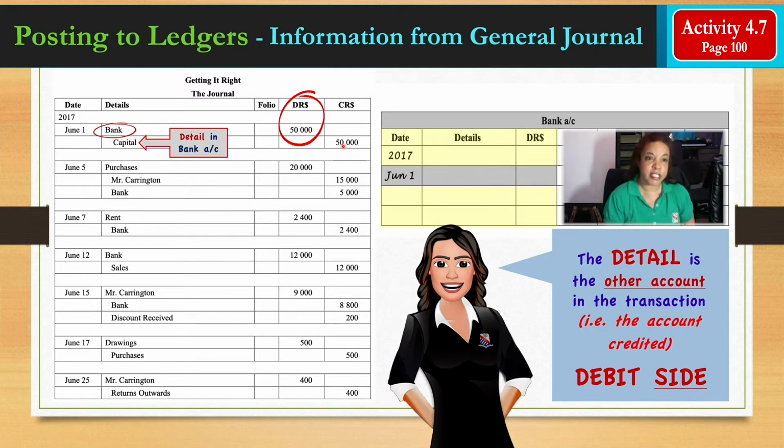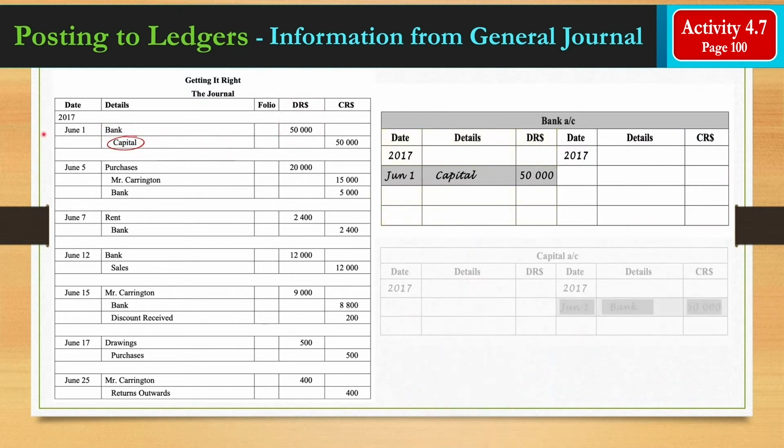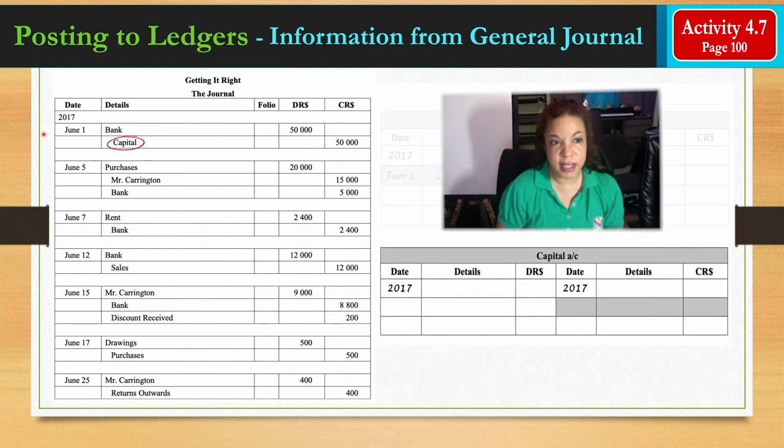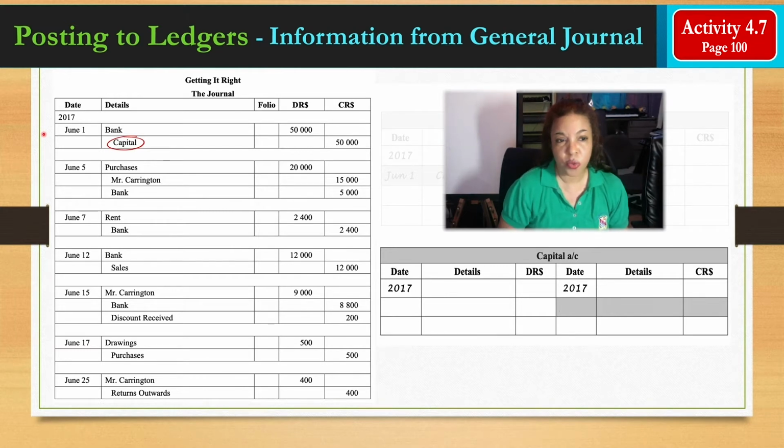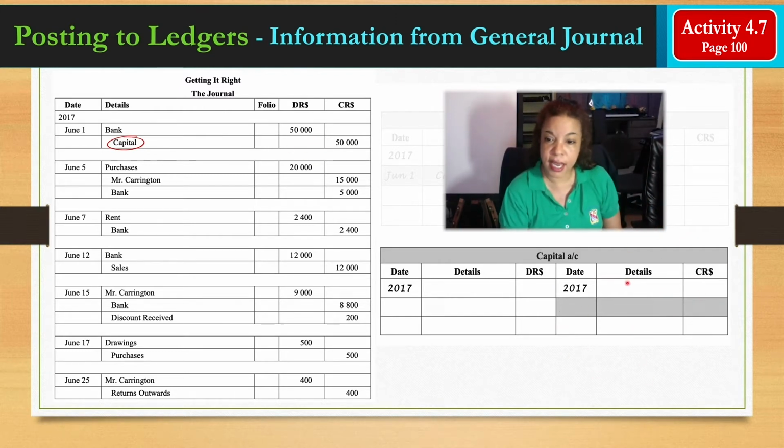Now it's very, very simple for June the 1st because there are only two accounts. So automatically, if you are in the bank account, then you know that your detail is going to be capital. So you put capital and then the amount is 50,000 and it's as simple as that. Now we go to the next account on June the 1st and that is your capital account. Which side did they say to go on? The credit side. So that means you're going to go on this side, credit side.